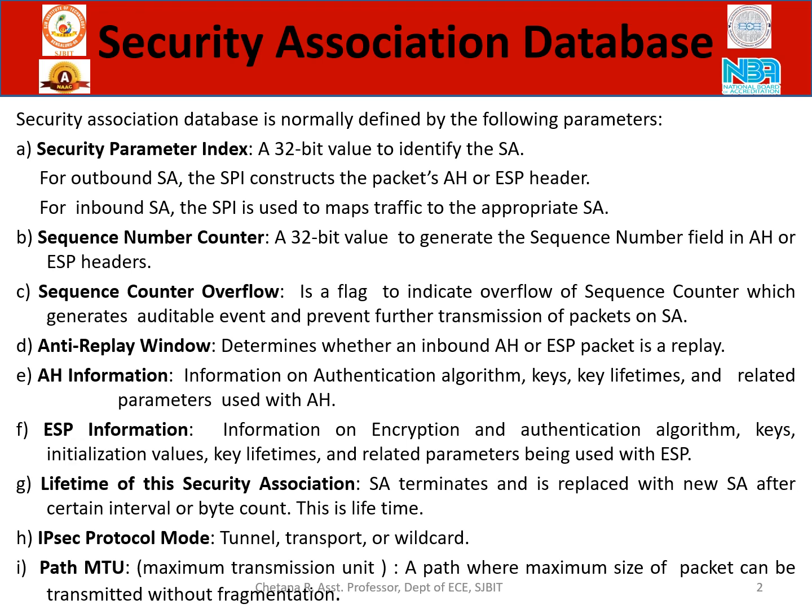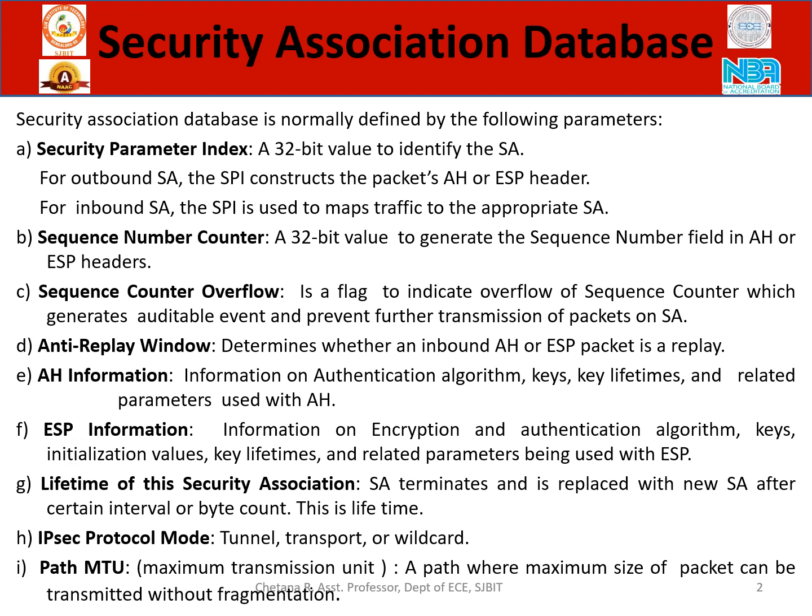For an outbound SA, the SPI constructs the packet's authentication header or ESP header. For inbound incoming messages, it is used to map the traffic to the appropriate SA. So for any message going out from one network to another network, the SPI constructs the packet's AH or ESP header. So it will check authentication, and it will also check the encapsulated message. For an inbound message coming to the association, it checks against the traffic.